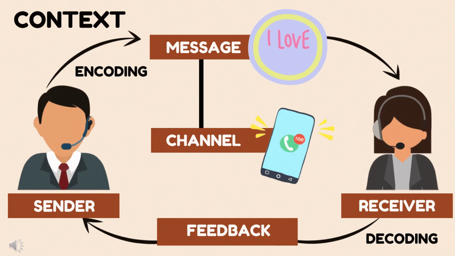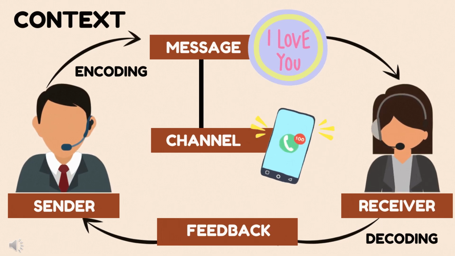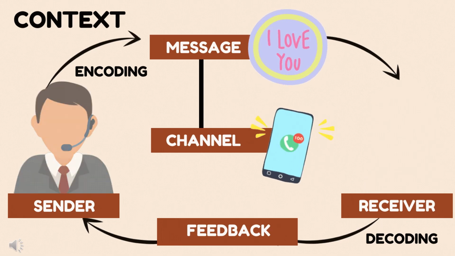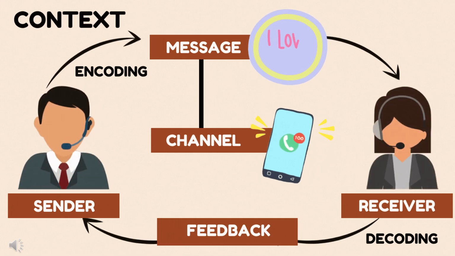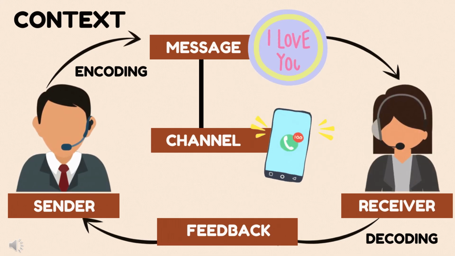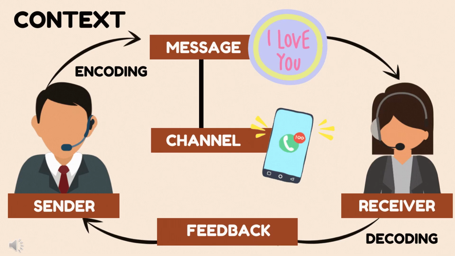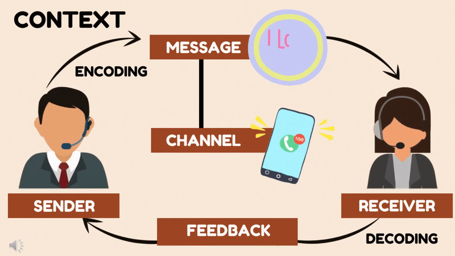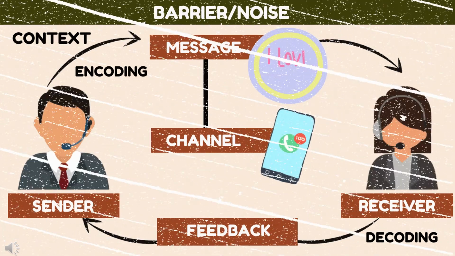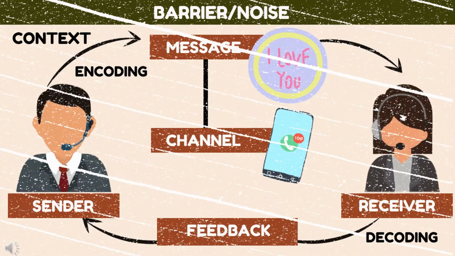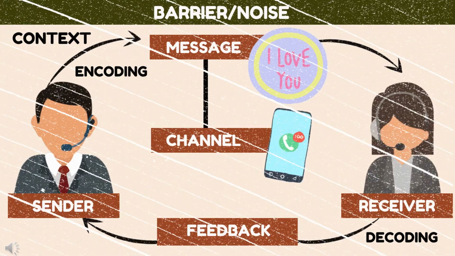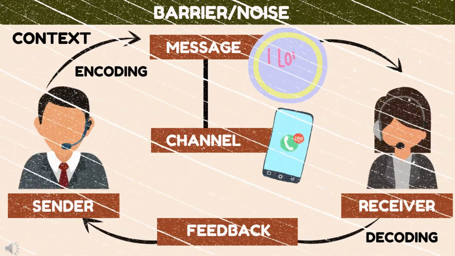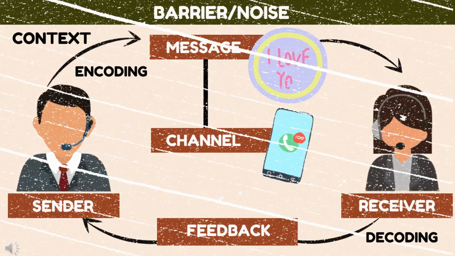The context refers to the circumstances of the situation in which this communication is taking place. In this case, interpersonal communication in the form of a dyad happened between the two. There are certain barriers that may be present during the communication process. These factors include lack of signal, poor audio quality, and noise.